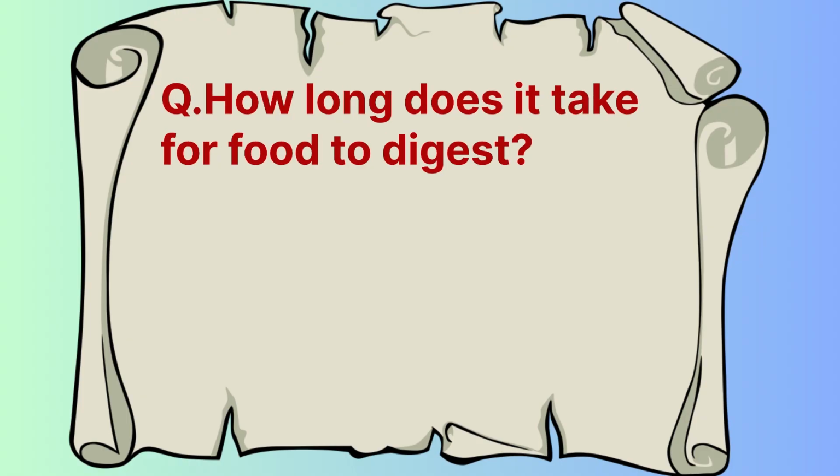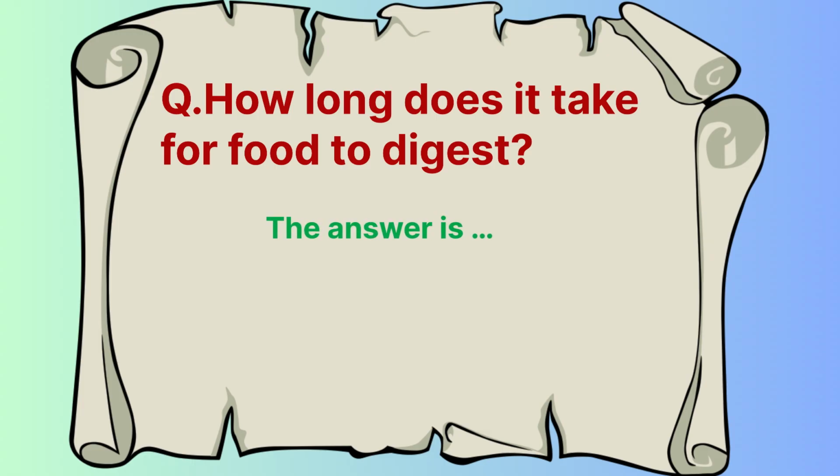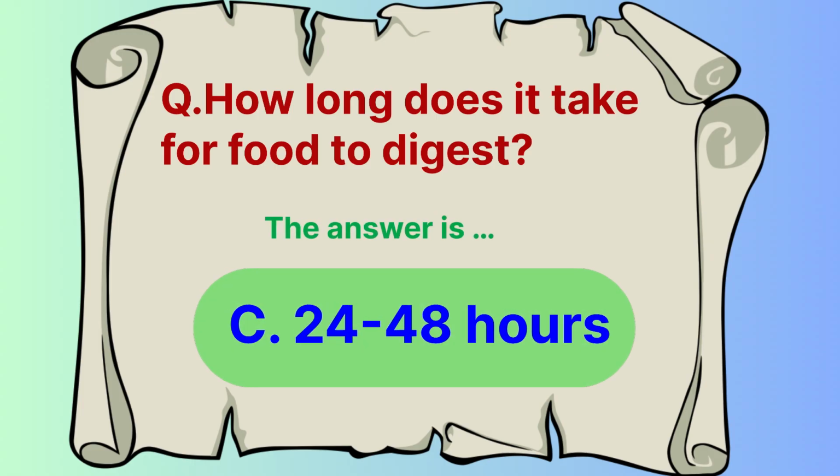Next question, how long does it take for food to digest? Options are 1 to 2 hours, 3 to 6 hours, 24 to 48 hours, 5 to 6 days. So the correct answer is 24 to 48 hours.